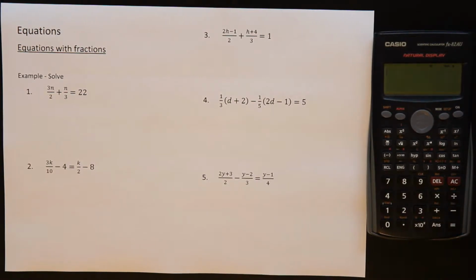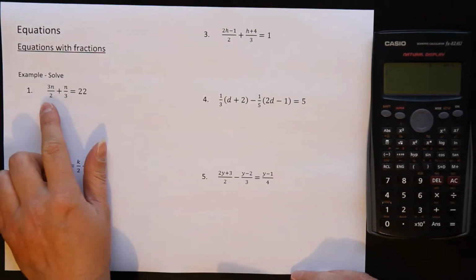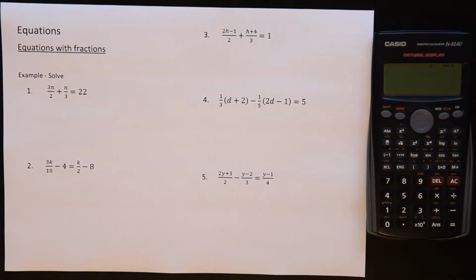Today we're doing equations and we're solving equations with fractions. To solve an equation with a fraction, the first thing you want to do is to get rid of the fraction. So in this first question, there is a 2 and a 3 on the denominator of these fractions here. So the lowest common denominator with a 2 and a 3 would be 6.